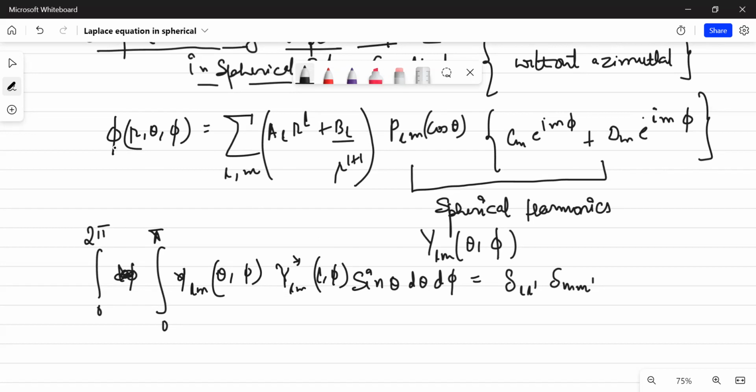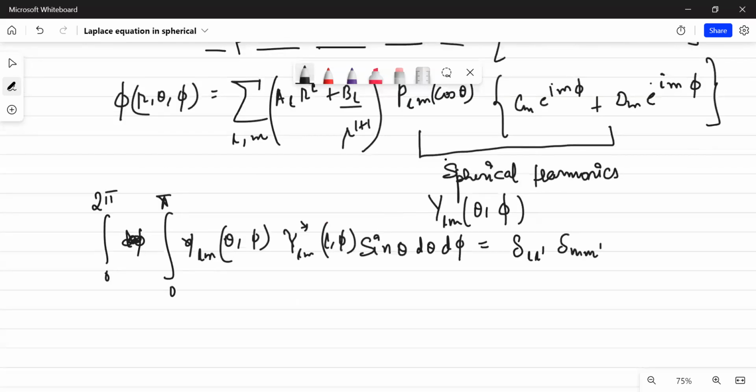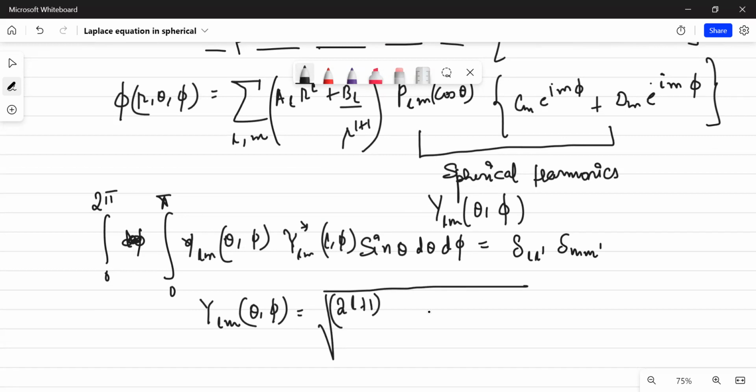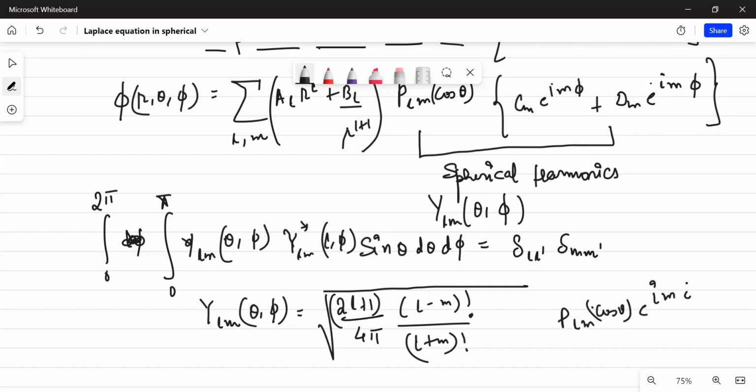And in general, don't worry about all these things. I'm just writing them so that your notes come out right, but in general they are not required. Still, if you want to write it up, Y_lm is given by the square root of (2l plus 1) times (l minus m) factorial, divided by (l plus m) factorial, divided by 4 pi, then there will be the term P_lm of cos theta, and then some e^(i m phi). So all these things I've written.